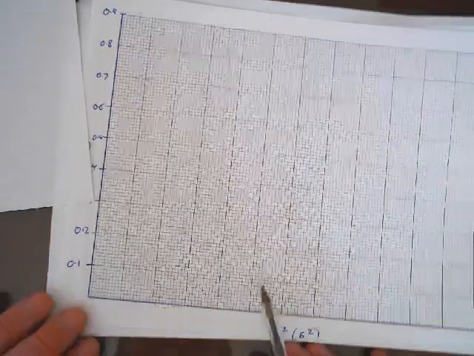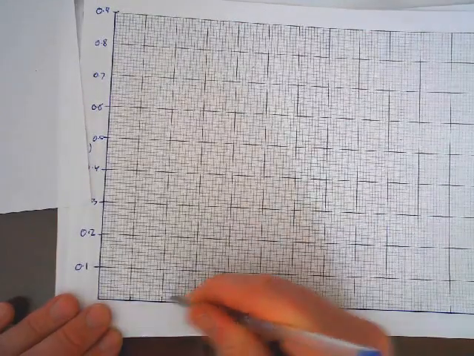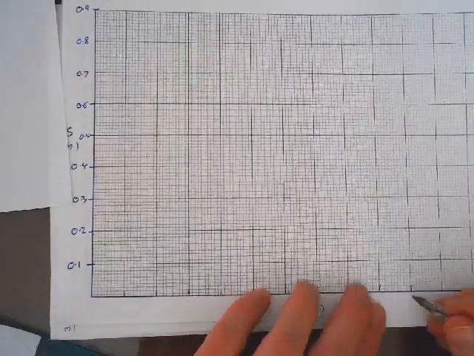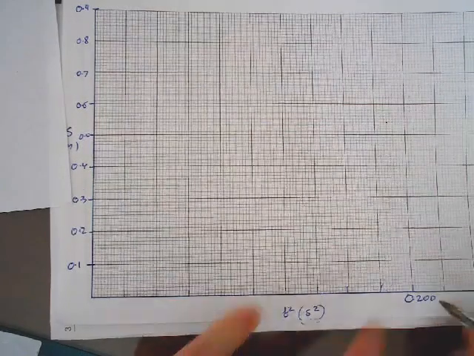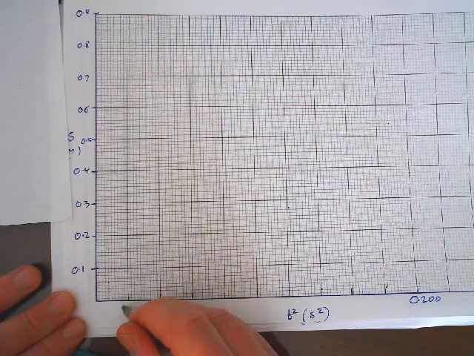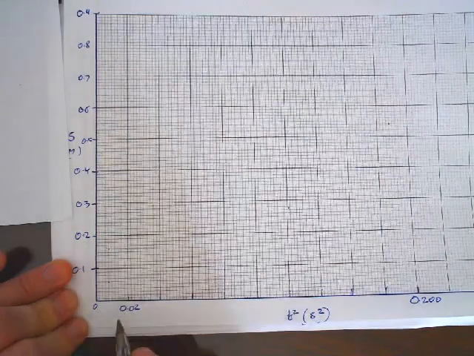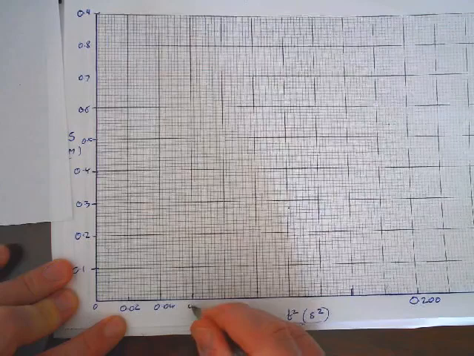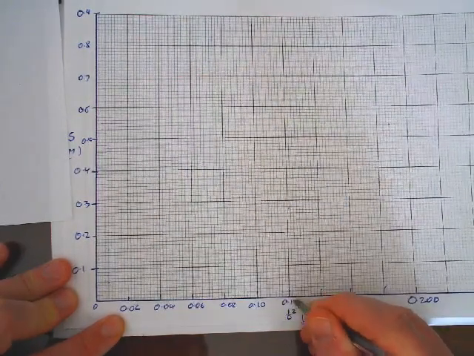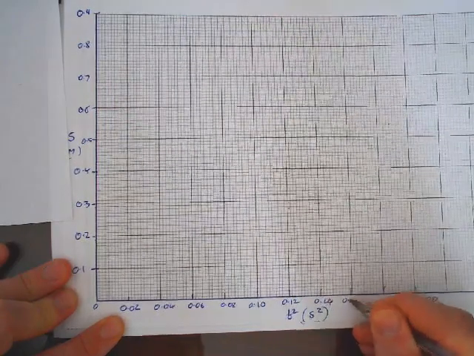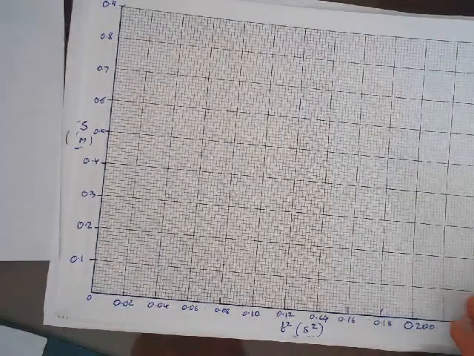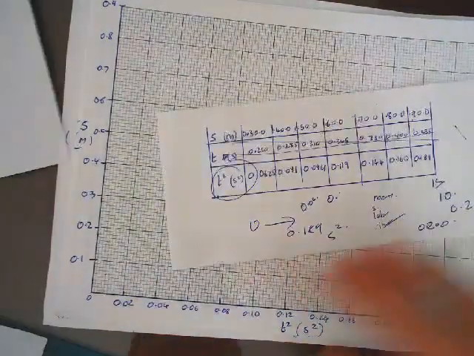Going across, we have to accommodate the biggest value, which is close to 0.2. So I'm going to take 10 big boxes and make that 0.200. I'm going to make it go up in 0.02 per big box. So that's 0, 0.02, 0.04, 0.06, 0.08, 0.10, 0.12, 0.14, 0.16, 0.18, and 0.20.